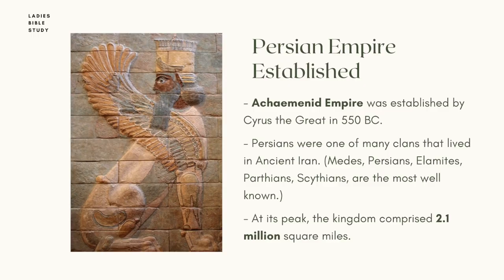So the Persians are one of these clans, these nomadic tribes that came out of Iran. Now, at its peak, the Persian Empire contained 2.1 million square miles. It was the biggest empire that had ever been up until that time.